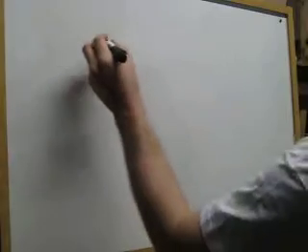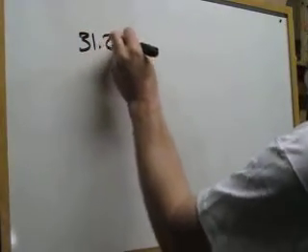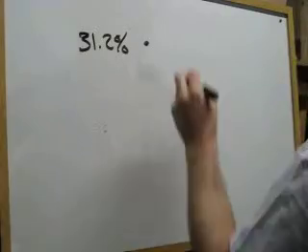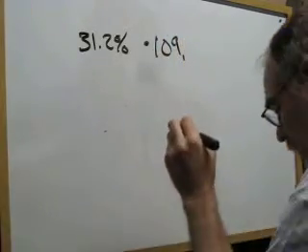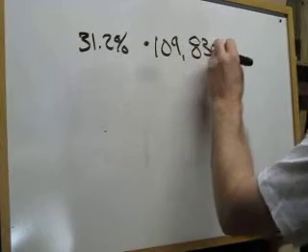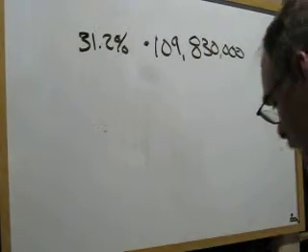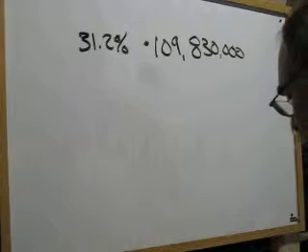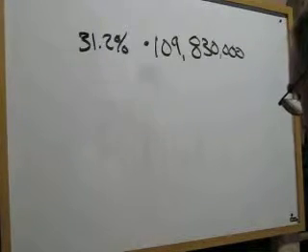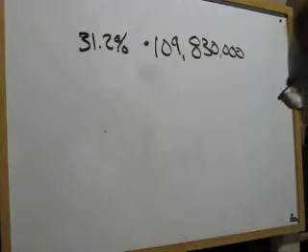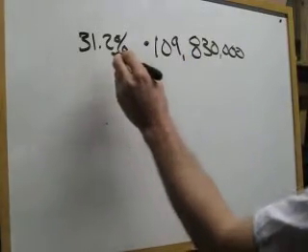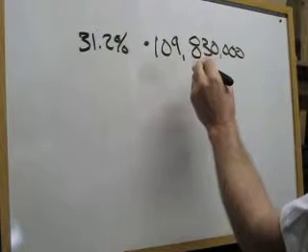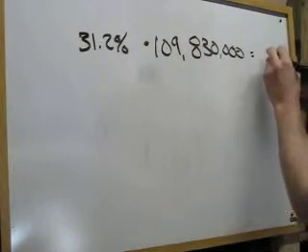According to the U.S. Census Bureau data, for the number of marriages in 2004, approximately 31.2% of the 109,830,000 males age 15 or older have never been married. How many males age 15 or older have never been married? So, 31.2% of the 109,830,000 have never been married. So how many is that?